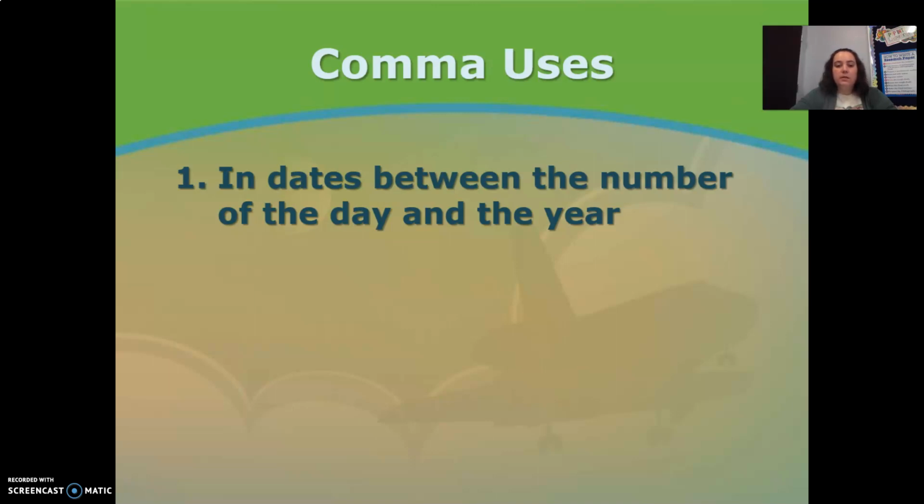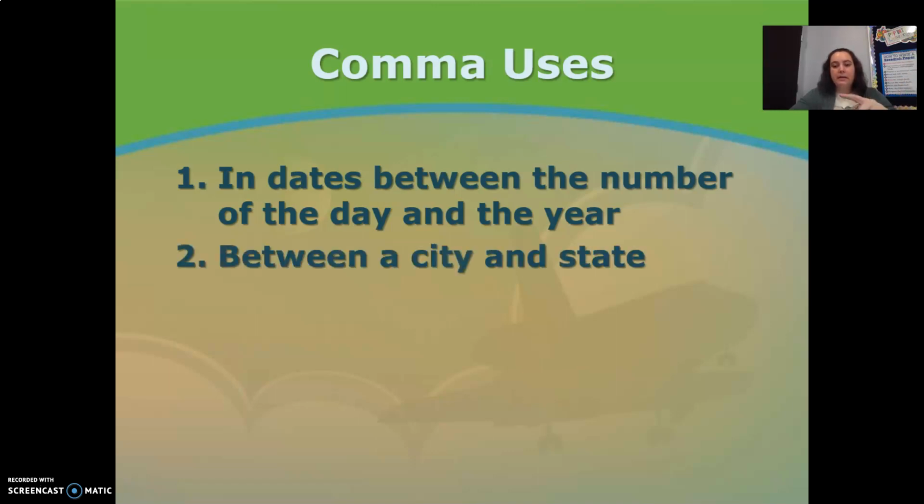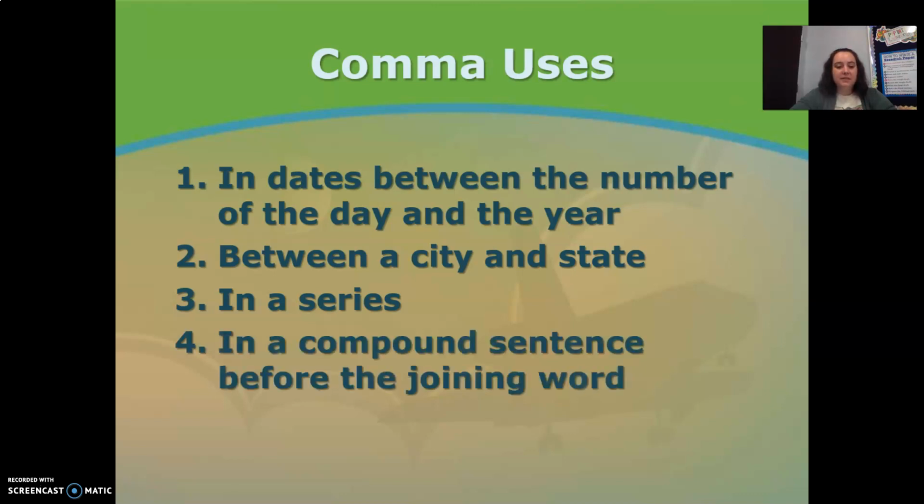We'll use a comma between the number of the day and the year when you're writing the date, May 6, 2020. Between a city and a state, Fayetteville, North Carolina. In a series, I want to eat ice cream, hot fudge, and donuts. You can create a list there, and you put a comma between these items in a series.